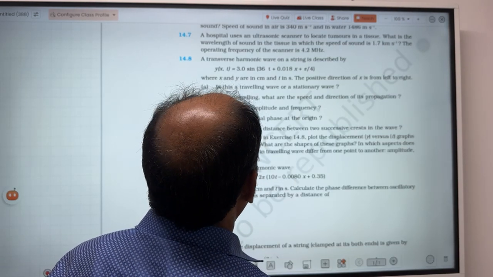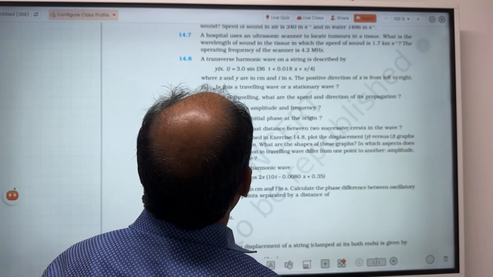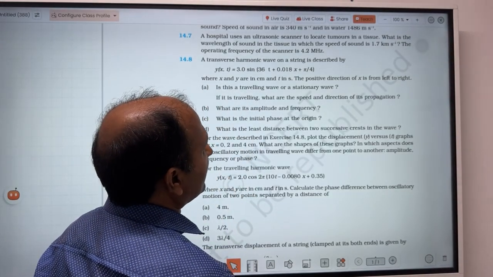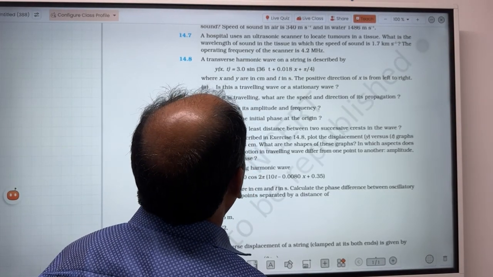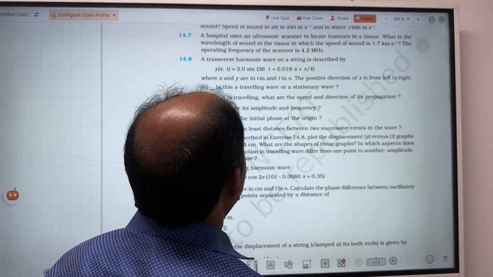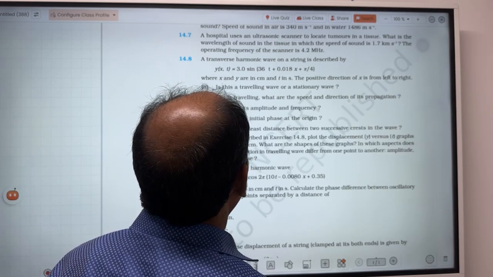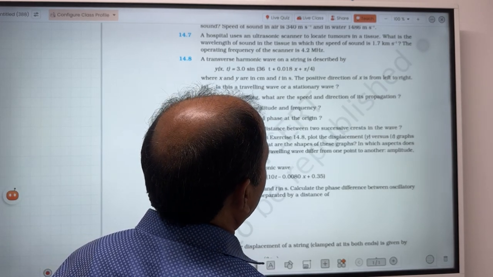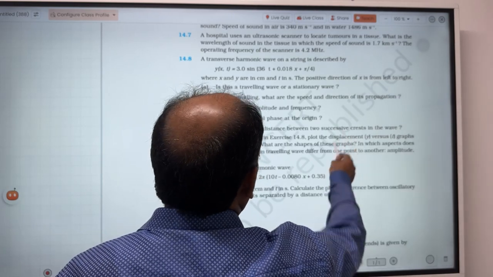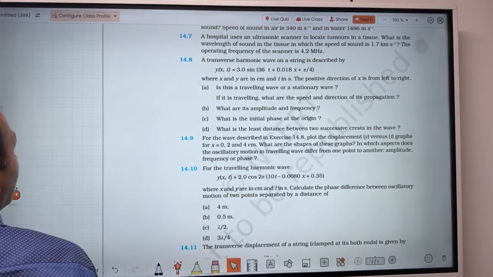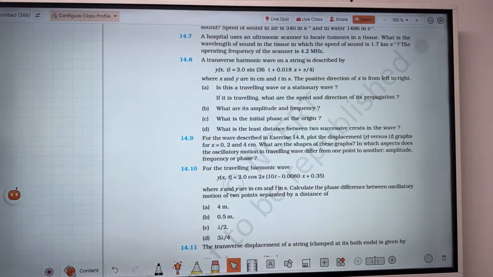Is this a traveling wave or a stationary wave? If it is a traveling wave, what are the speed and direction of its propagation? Then what are its amplitude and frequency? What is the initial phase at the origin? What is the least distance between two successive crests in the wave? Least distance means wavelength. So here, what do you observe?